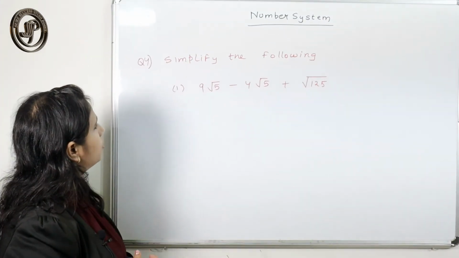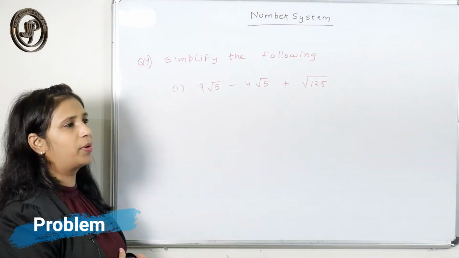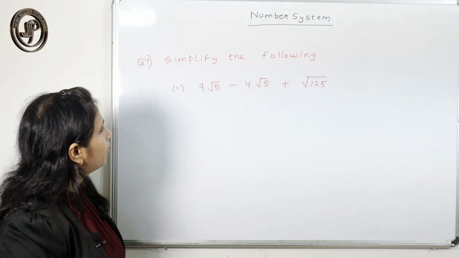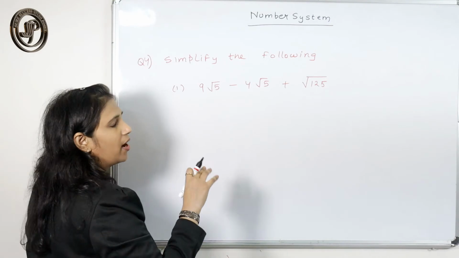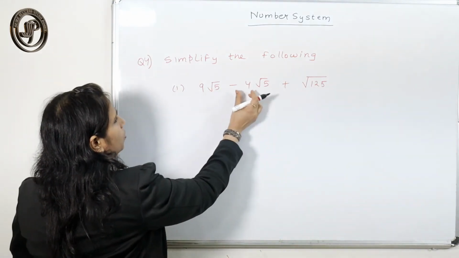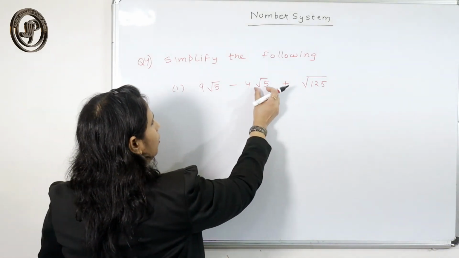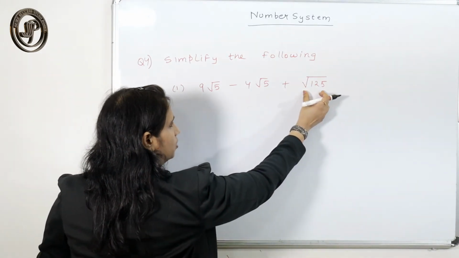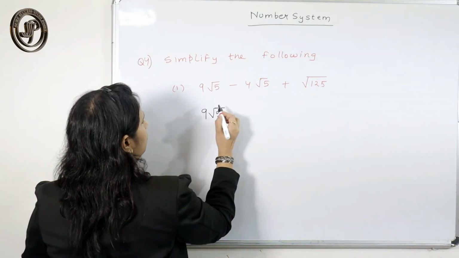So here is a question: simplify this. Simplify means we have to follow the operations that have been written, plus, minus, etc. To add or subtract them, we know that the surds should be like surds. If they are like surds, we can easily add or subtract them. Here they are not like surds. But can we further simplify these surds? Yes, because simplification is required.